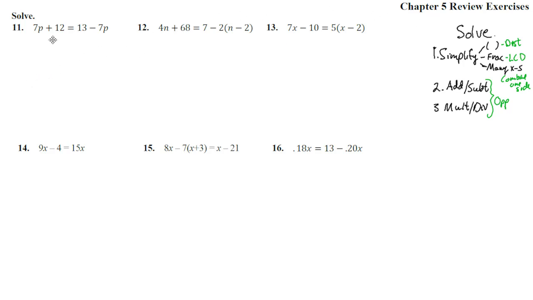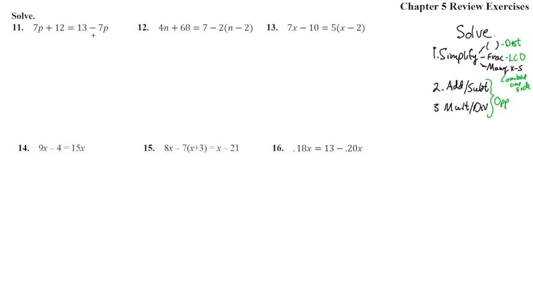Here we are in Chapter 5 review exercises, numbers 11 through 16. Let's solve these with our three-step process. Number 11, do we have parentheses? No. Do we have fractions? No. Do we have many p's? We do have many p's.